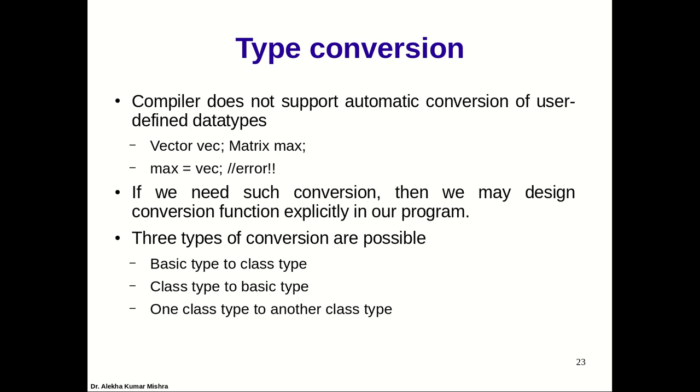There are three types of conversion possible when we consider type conversion of user-defined data types or class types. First, basic type to class type: a basic type like an integer or double is converted to a particular class type. Then class type to basic type: say a distance object is converted into a float type. Then one class type to another, like the example where a vector is converted into a matrix. All these are achieved through different conversion functions.